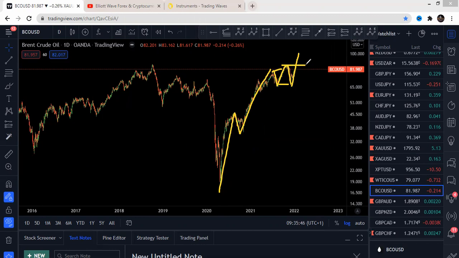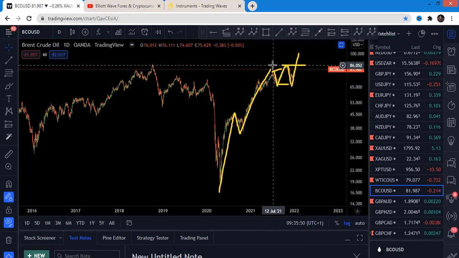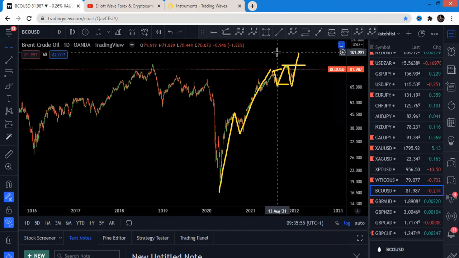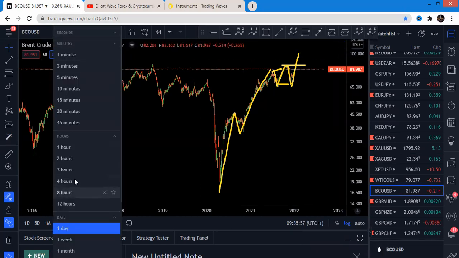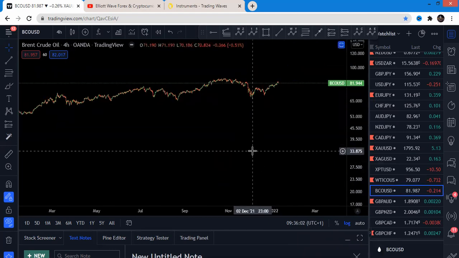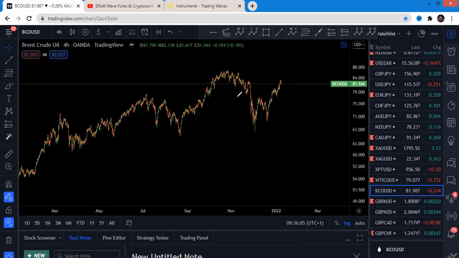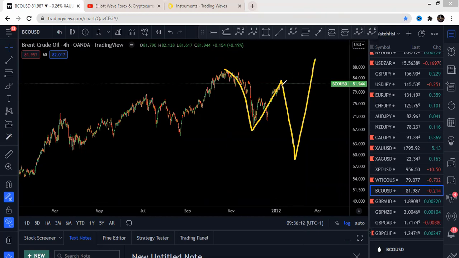So a break above this level, let's have a look at that level. A break above 86 on oil, 86, 87, we're going to be seeing 100 afterwards. So let's have a look at this on the lower degree. Okay, so in the lower degree, we're looking for this to continue pushing to the upside. So we could even have this one being the wave 4 before we push to the upside. But either way, we're still expecting oil to reach the highs at around 100. So that's what we're looking at there.